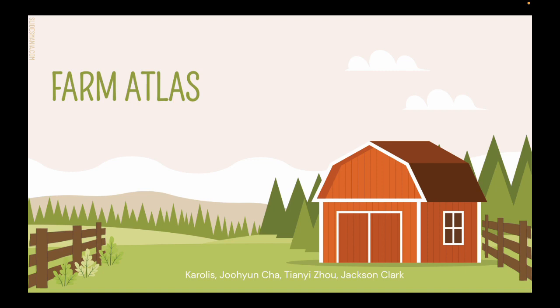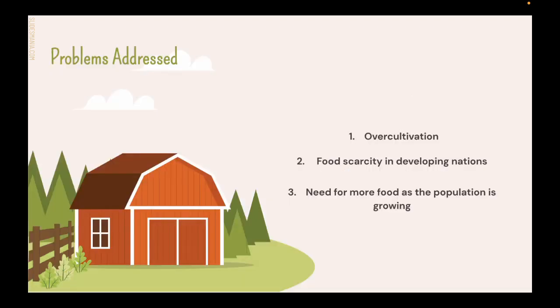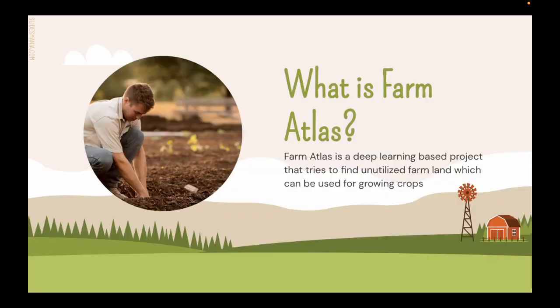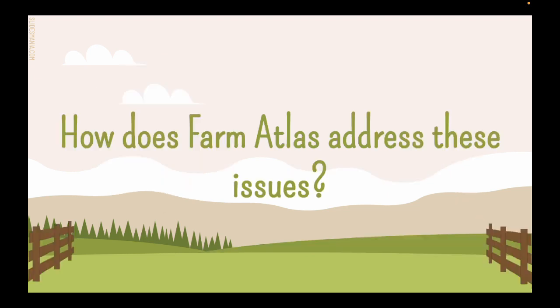So, we made a machine learning project called Farm Atlas. Before we get into what Farm Atlas is, the problems we wanted to address in our project were overcultivation, scarcity in developing nations, and the need for more food as the population is growing. So what is Farm Atlas? Farm Atlas is a deep learning based project that tries to find unutilized farmland which can be used for growing crops. So how does Farm Atlas address these issues? Well, if we can find unutilized cropland, we can use that cropland to get more food to these underdeveloped nations, and we can stop overusing land that we've been using in the past and start using new land.